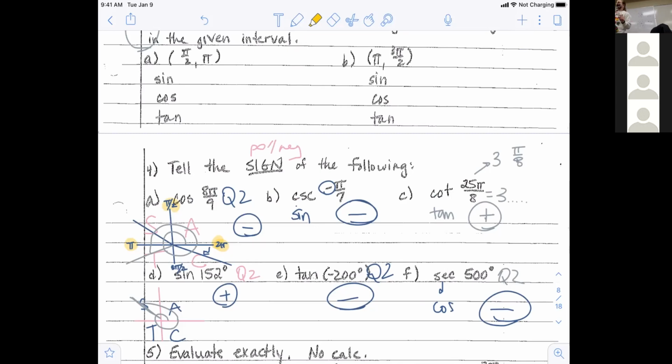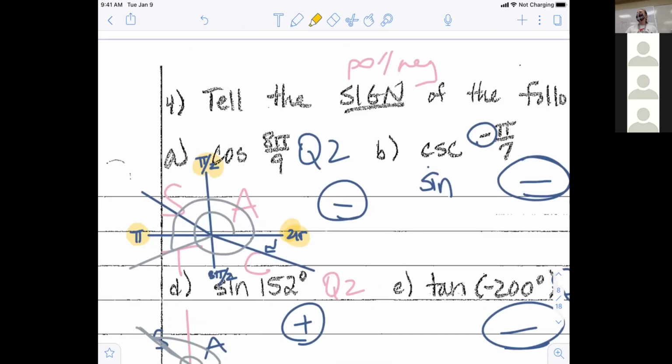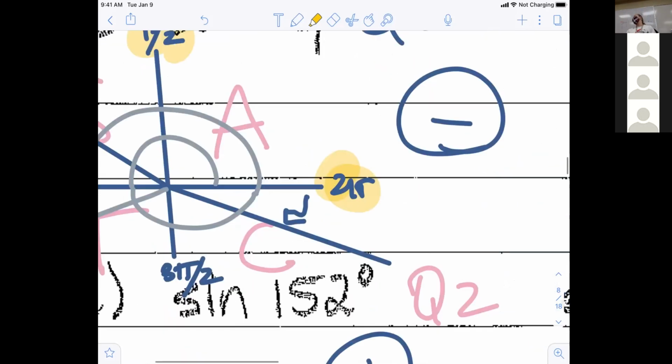Gabby, you asked about letter B. Letter B was in quadrant 4 because I only went a little bit in the negative direction. I went pi over 7 in the negative direction.